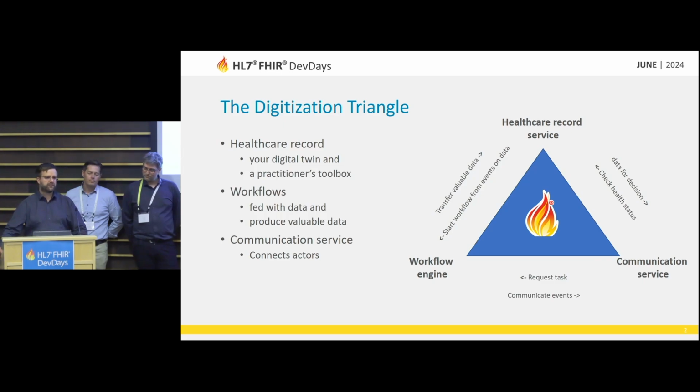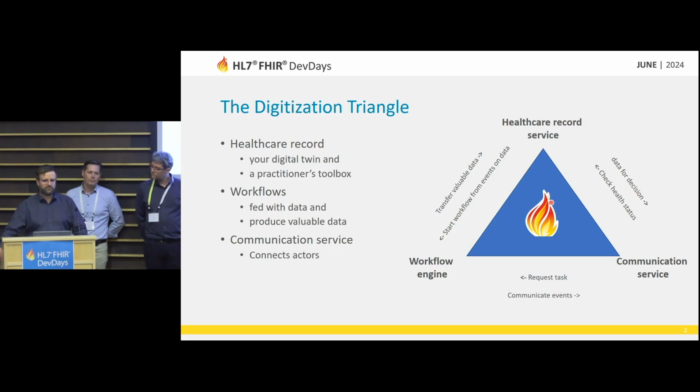So we have the healthcare service, which makes like a digital twin of all the data about a patient. We have the workflow engine starting with the e-prescription, and we have a communication service. We started with email. We also have a messenger working with the Matrix protocol. And the triangle is made up of the connection between these 3 paradigms.